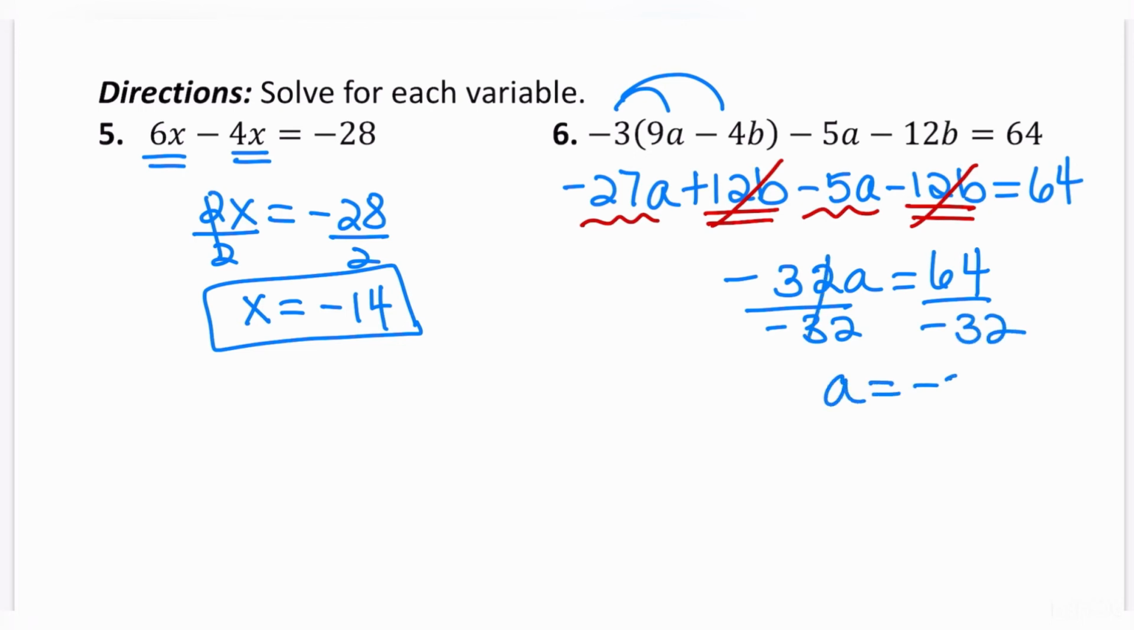So a is equal to negative 2. And voila, that's my answer.